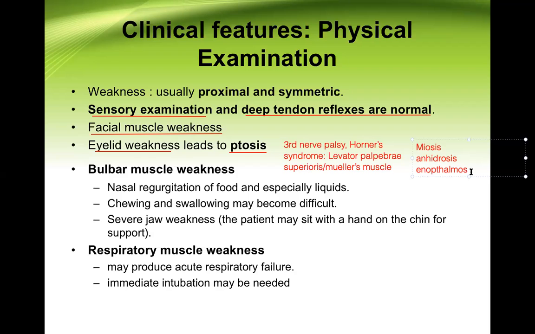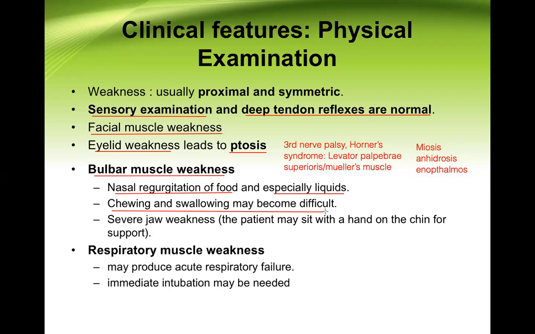Quite a catchy question in the exam. That's why we are revising it here. Now let's move further. Some other clinical features of myasthenia gravis are bulbar muscle weakness, which may result in nasal regurgitation of food, especially liquid. It may result in aspiration as well. This occurs because of lack of gag reflex.